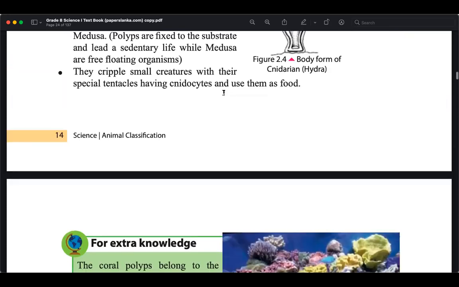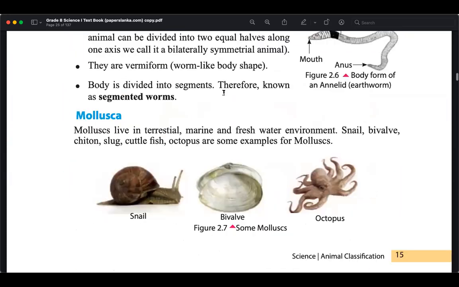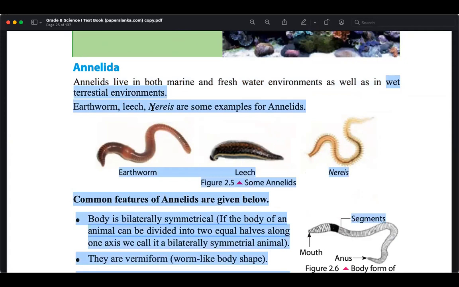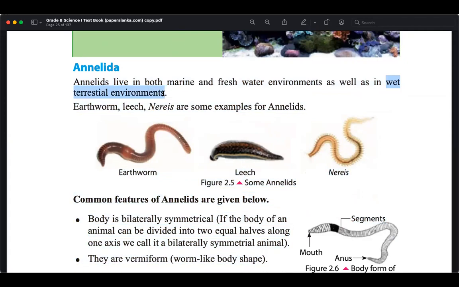So it was there in the water, no, but here it's a water environment. No need to be in the water. But anyway, an environment with some moisture or wet terrestrial, and here you can see wet terrestrial environments. That is lithosphere, but wet areas. Earthworm, leech, and nereis are some examples for annelids.